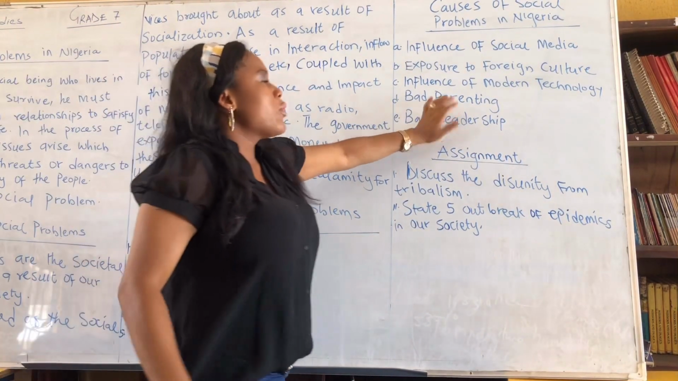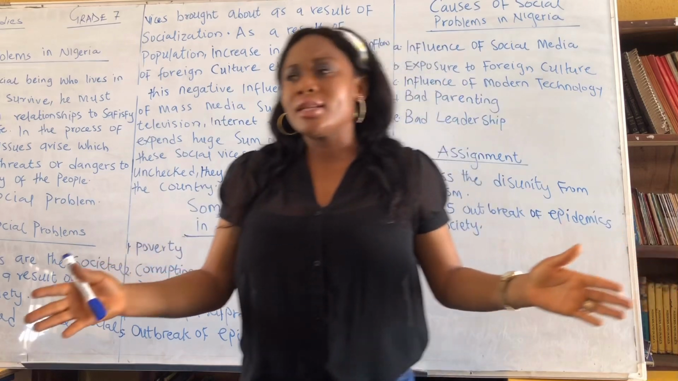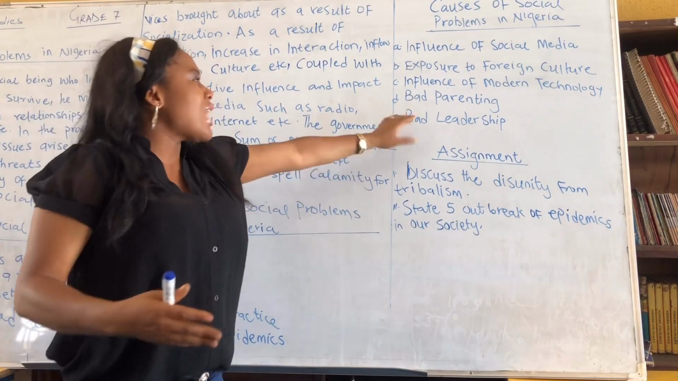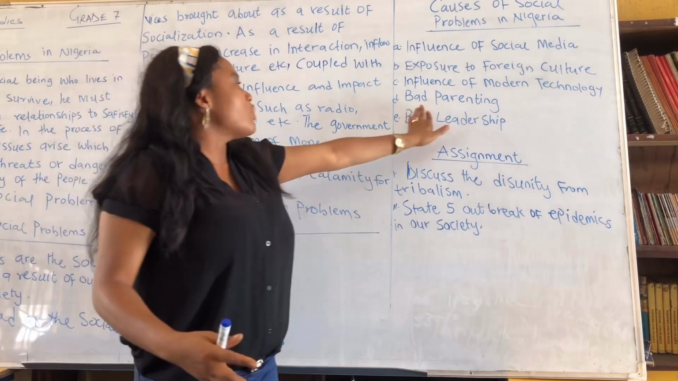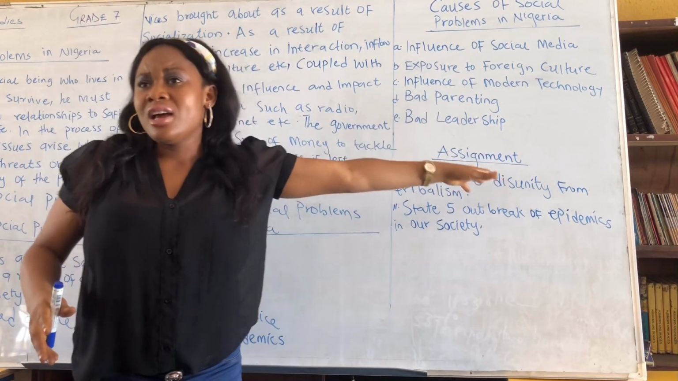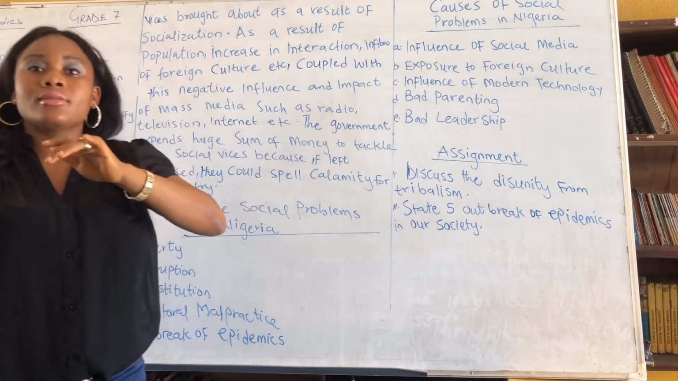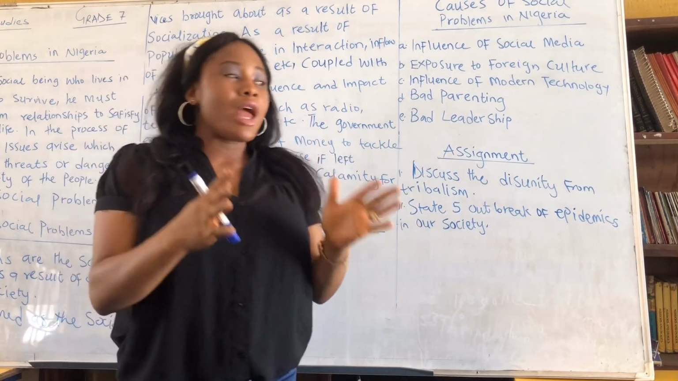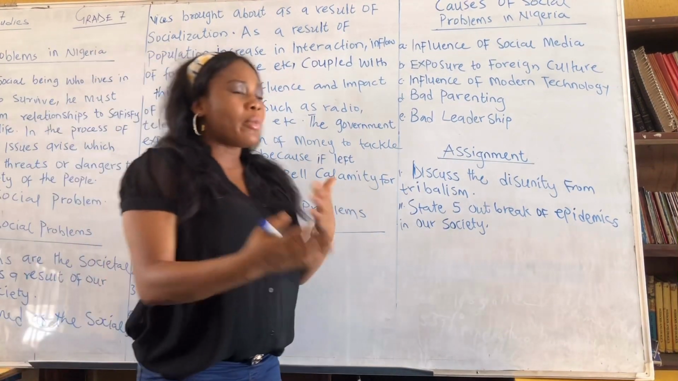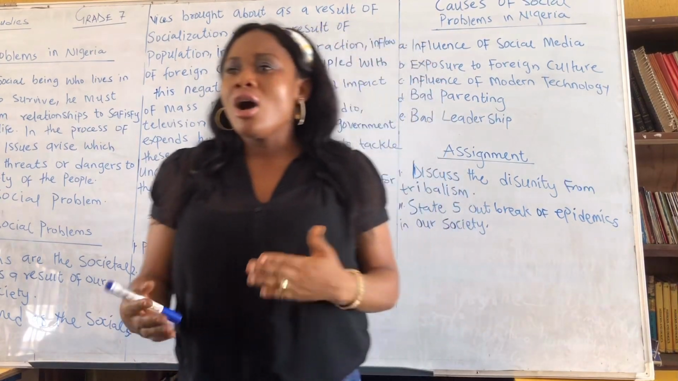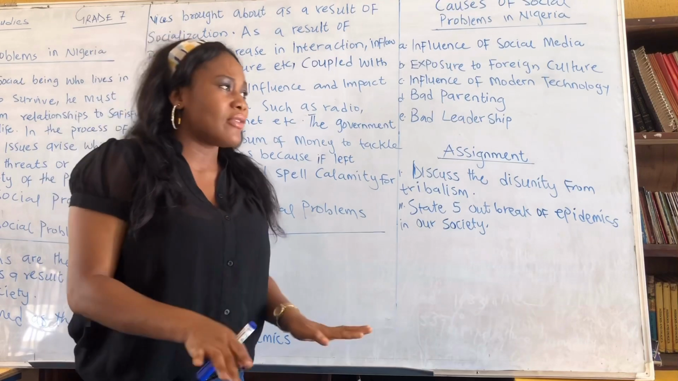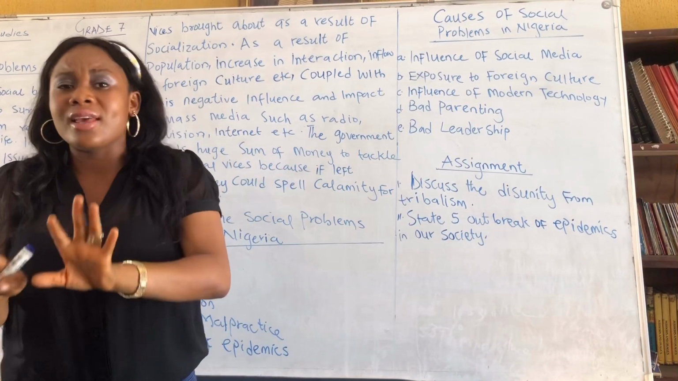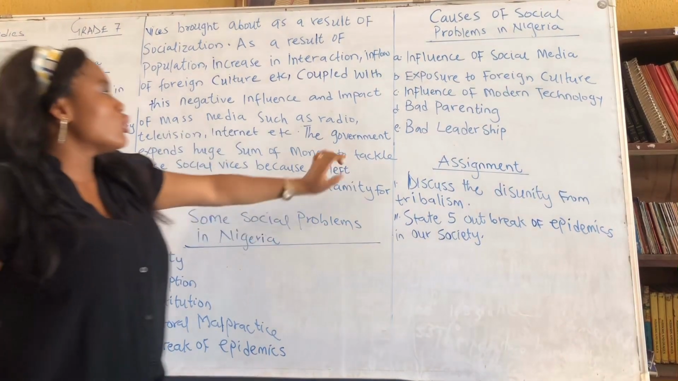We have bad parenting. When a mother or a father is not able to give the child proper upbringing, moral instruction, educating the child on the bad and the positive things of life, it can lead to bad parenting, whereby the child now learns from the society. And when the child is exposed to a society where bad things are obtained, that can lead to social problems in our society.